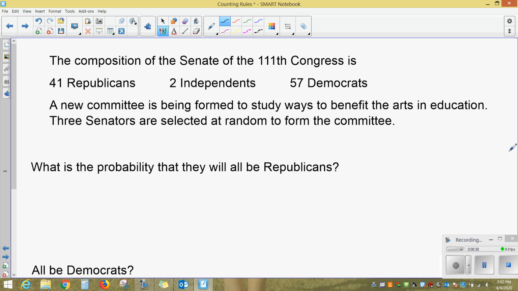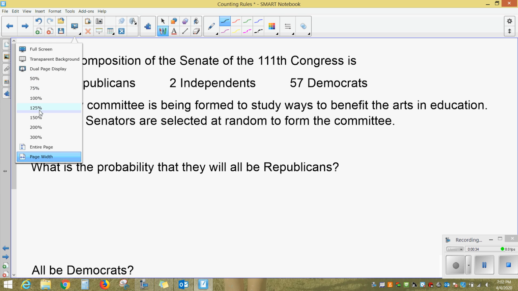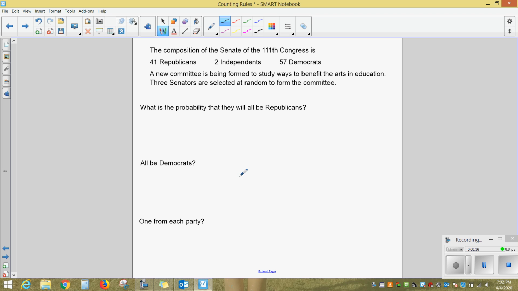Okay, the probabilities that we want to find: the probability that all 3 will be Republicans, the probability that all 3 will be Democrats, and the probability that 1 candidate will be chosen from each party, meaning 1 Republican, 1 Democrat, and 1 Independent. I'll help you set up the first one, and then you can try the other 2 from there.